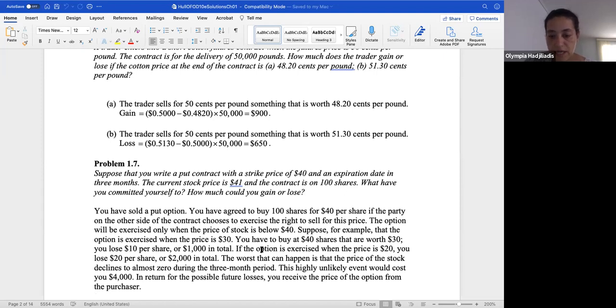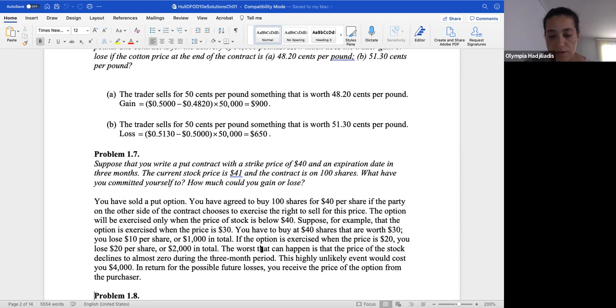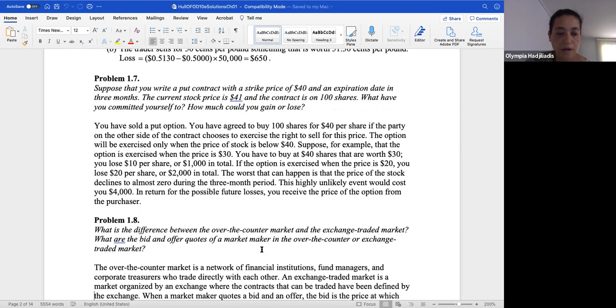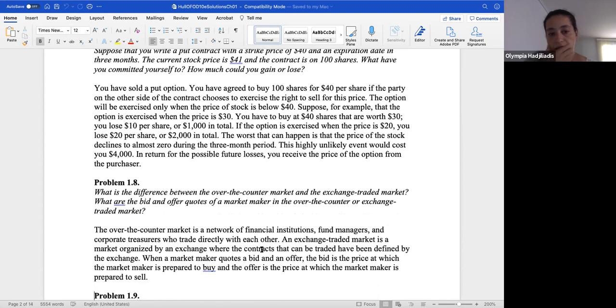The worst that can happen is that the price of the stock declines to almost zero during the 3-month period. This highly unlikely event would cost you $4,000. In return for the possible future losses, you receive the price of the option from the purchaser. So you sold this option for some money. That's what you receive, the price of the option from the purchaser.